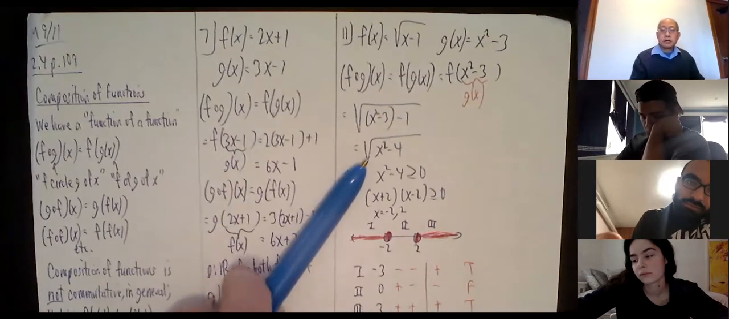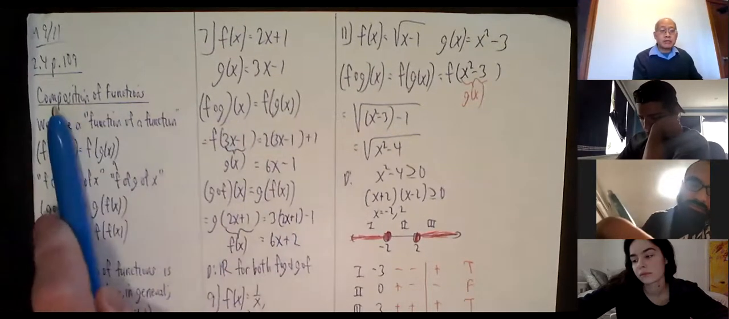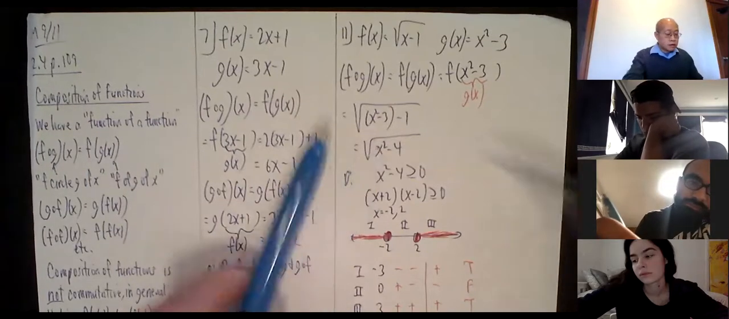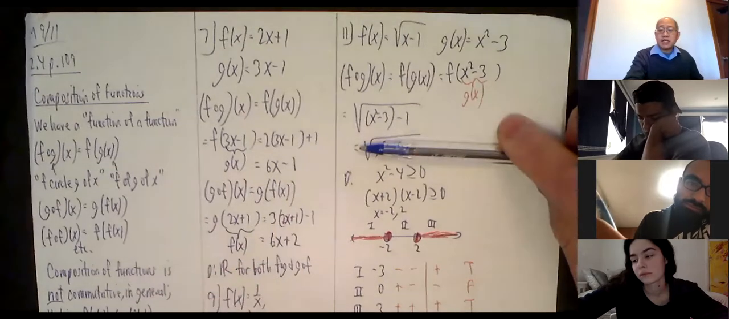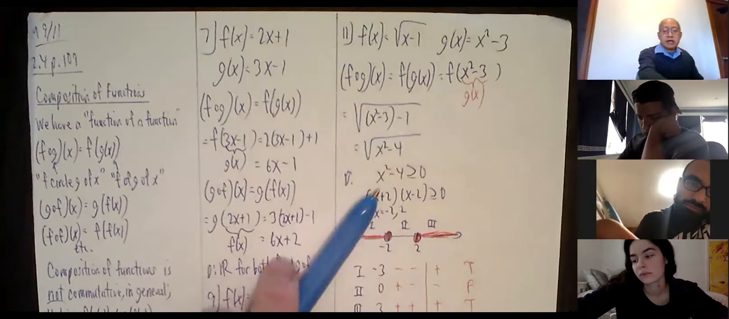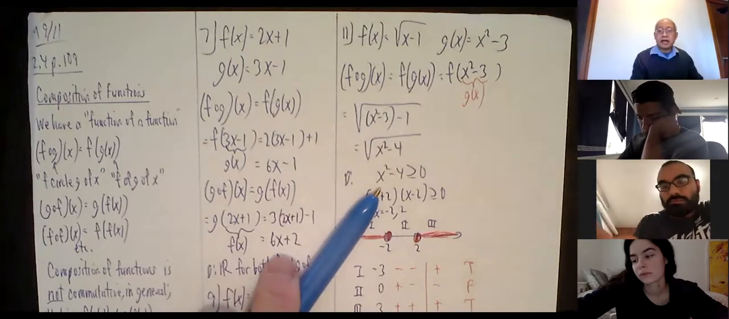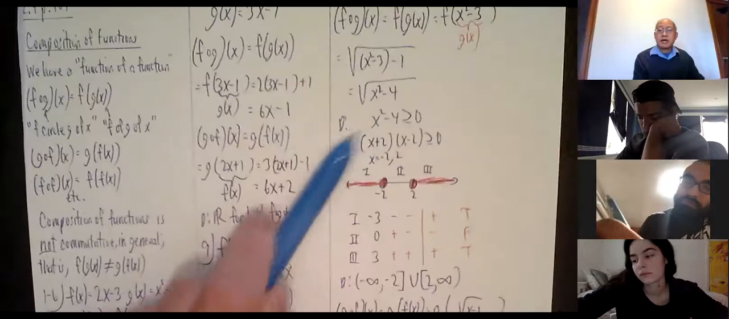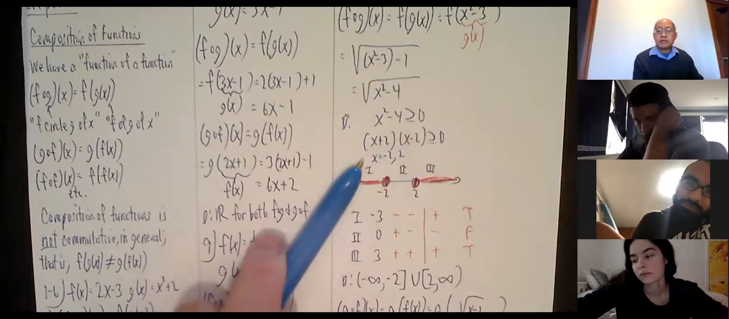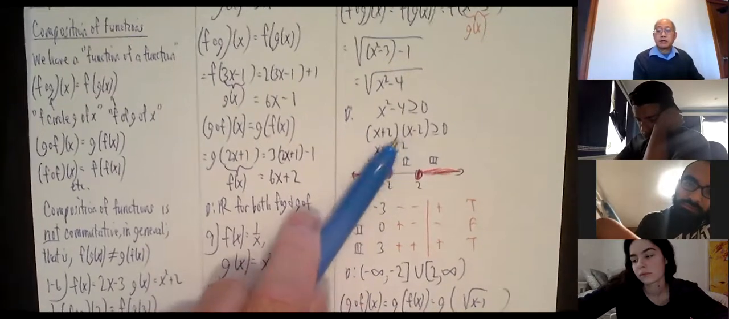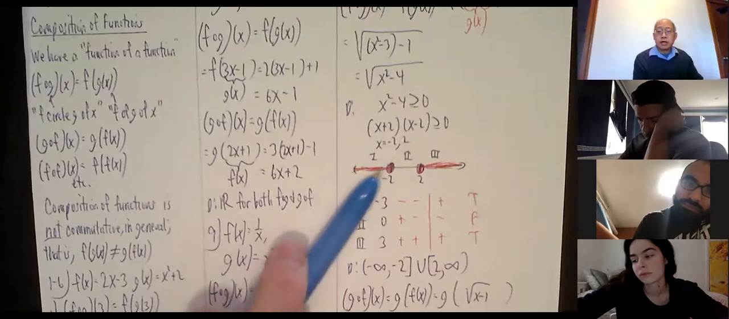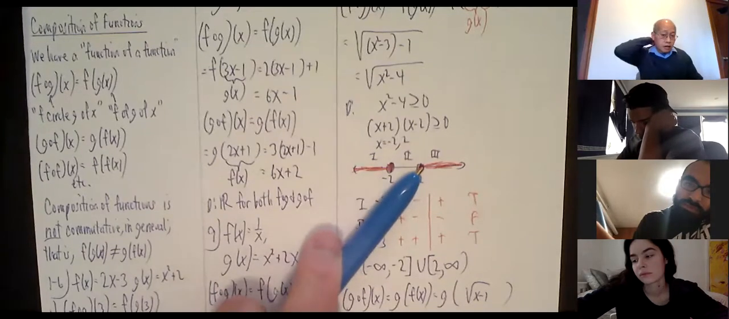Okay, so here's the composition of functions. Since there's a square root, we know the square root of anything has to be greater than or equal to 0. So the thing behind my pen here, I set it to be greater than or equal to 0. Okay, so we've played that game before. Factorize: x plus 2, x minus 2 greater than or equal to 0. So x equals negative 2 or positive 2 are my boundary numbers. So I lay down negative 2, I lay down 2.